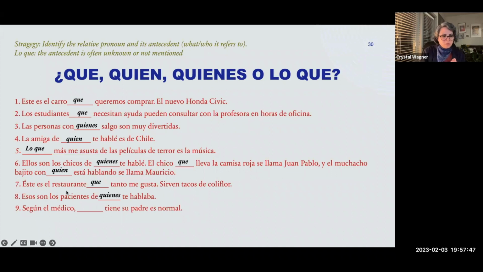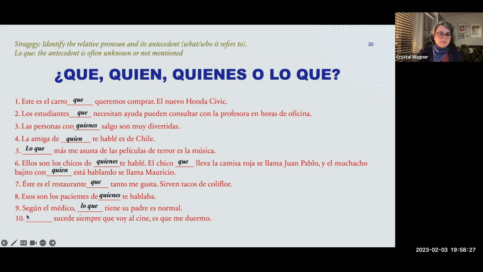Según el médico, we have a comma, right? But we are talking about an idea here. So then we would use lo que, because we have to pay attention to this here. We do not know what he has, right? Su padre es normal, so it would be ambiguous in this case. So this antecedent is unknown or not mentioned in this case. So therefore, the answer is lo que. Según el médico, lo que tiene su padre es normal. According to the doctor, that which his father has is normal.